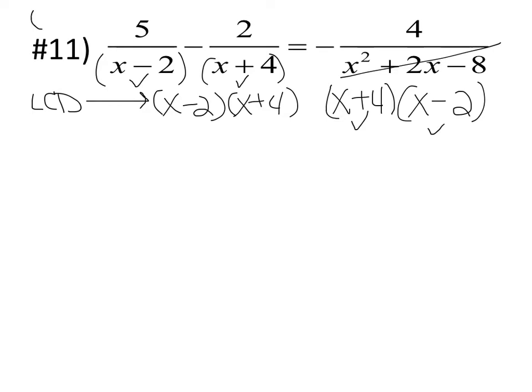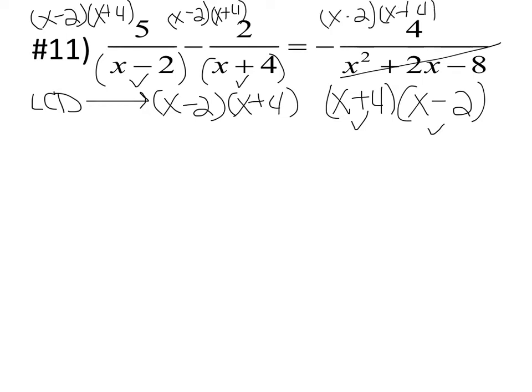So I'm going to multiply each piece by x minus 2 times x plus 4. All right, let's see what cancels. Here my x minus 2's cancel. Here my x plus 4's cancel. Here my x minus 2's and my x plus 4's cancel. So let's see what we're left with.